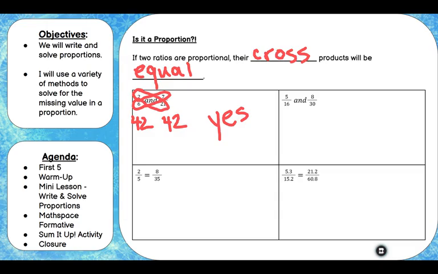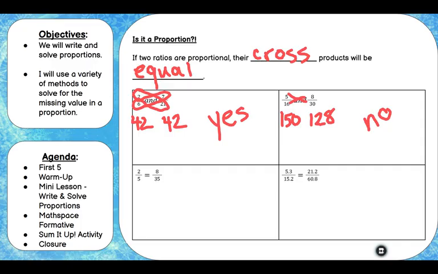If we look at the next one, 5 times 30 is 150. And 16 times 8, if you need to, you may go ahead and get calculators up on your Chromebooks. Please make sure we're only having a calculator on our Chromebooks. We are not accessing anything else at this time. So 16 times 8 is 128. And we know that those cross products are not equal. So that's telling me, no, these are not proportional.